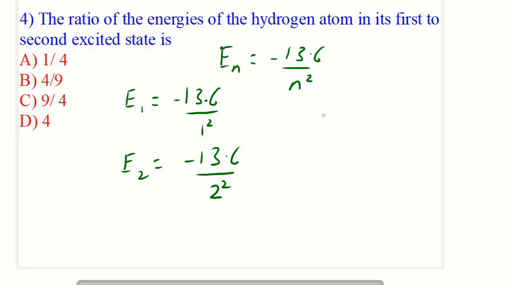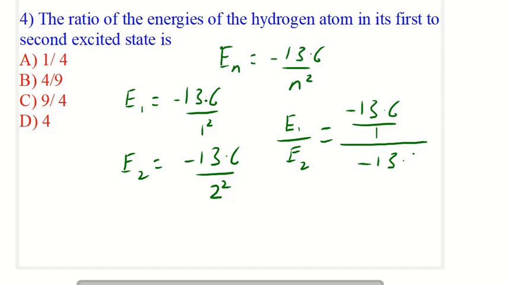So what is then E1 upon E2? E1 upon E2 would be equal to minus 13.6 upon 1 divided by minus 13.6 divided by 4. This 2 square is 4. So what we get is E1 upon E2 is actually 4 upon 1, which is 4. So the ratio of first to second excited state is 4 is to 1, answer is 4. So this is the answer.